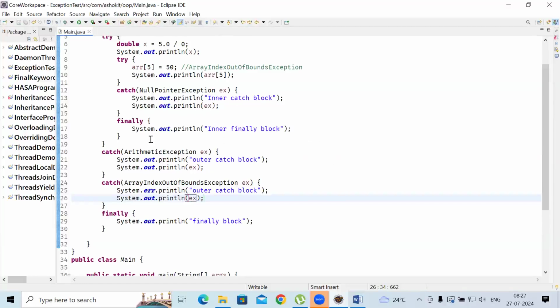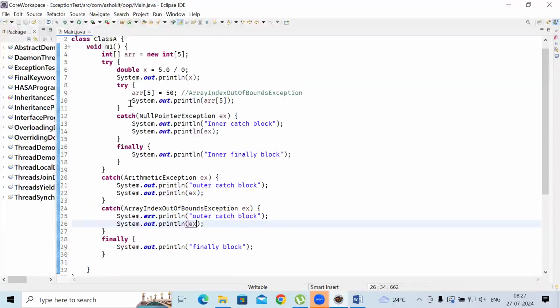I have a question to you. Tell me, in the inner try block, which exception will occur? Array index out of bounds. Tell me first, where does control go? To the nearest catch block. Nearest catch means the inner catch block.